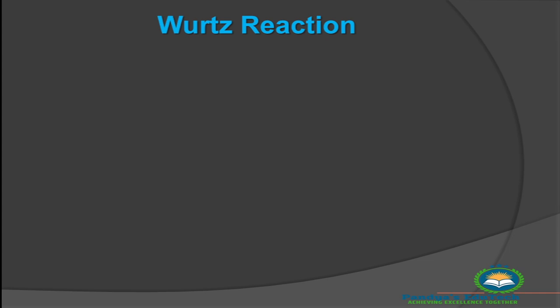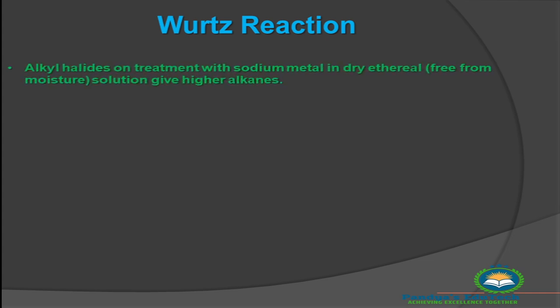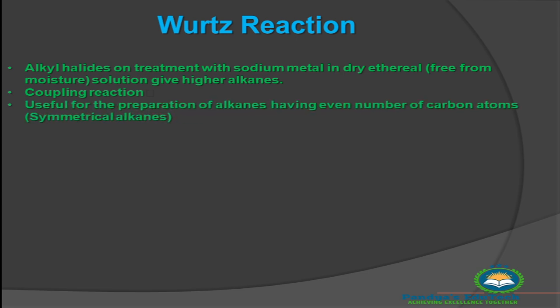Fourth, Wurtz reaction. Alkyl halides on treatment with sodium metal in dry ether, that is free from moisture, give higher alkanes. It is a type of coupling reaction. It is useful for the preparation of alkanes having an even number of carbon atoms, that is symmetrical alkanes.